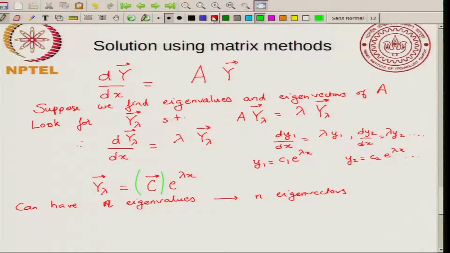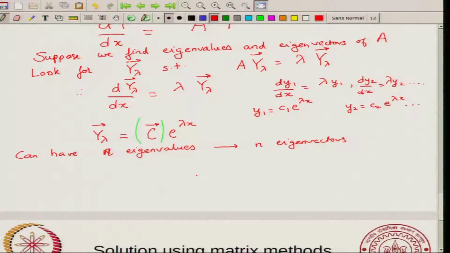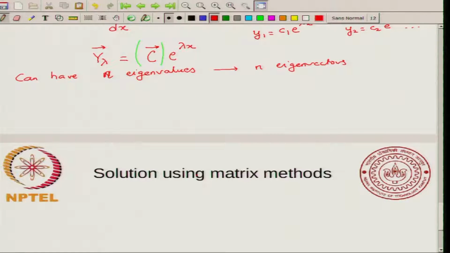Okay. So, what is the idea of this whole thing? So, you start with dy by dx, you write it as A times y, you solve for the eigenvalues and eigenvectors. Okay. Once you have solved for the eigenvalues and eigenvectors, okay, then you know that any eigenvalue and eigenvector will have this as a solution. Okay. So, the solution can be written as some constant times e to the lambda x. Okay. That would be a solution of this differential equation. Okay. And so if you know the eigenvalues, you can solve the differential equation using this matrix methods.